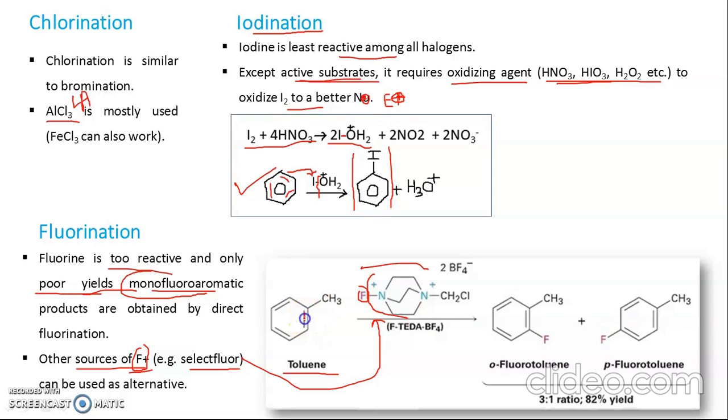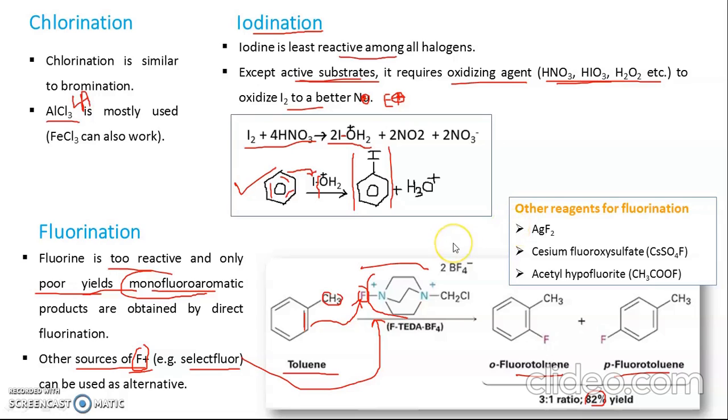So the double bond, that is a pi electron cloud, can now attack this fluorine, and as it is a methyl group, it will be ortho-para orienting. So we will get ortho-fluorotoluene or para-fluorotoluene, but see, the yield is very good. Compared to the normal condition, now the yield is very good. And there are some other reagents, though Selectfluor is best. I have mentioned these also: AgF2, cesium fluoroxysulfate, CsSO4F, and acetyl hypofluorite. That can also be used.